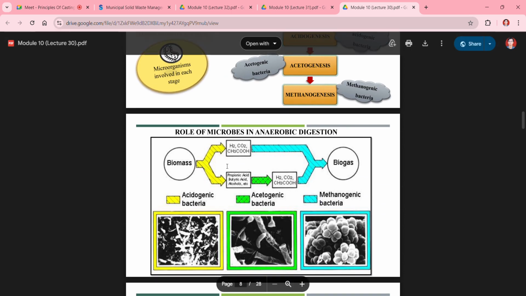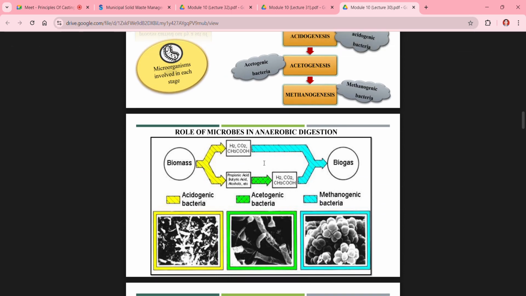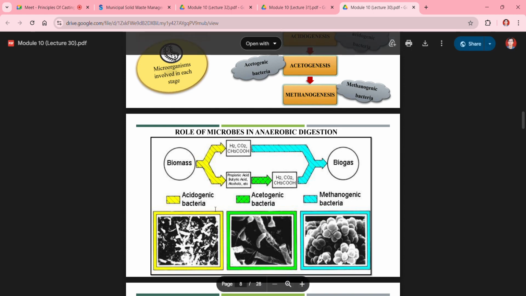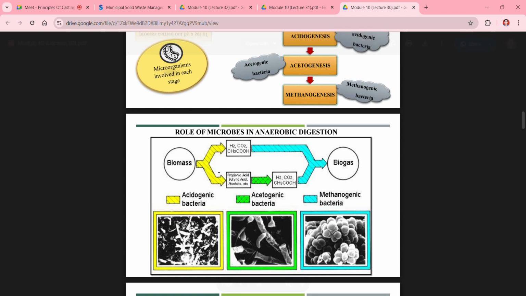So there are some roles of microbes in anaerobic digestion. Acidogenic bacteria will convert the biomass into H2, CO2 and CH3COOH, and it will also convert the biomass into propionic acid, butyric acid, alcohols, etc., which will be in the liquid form.